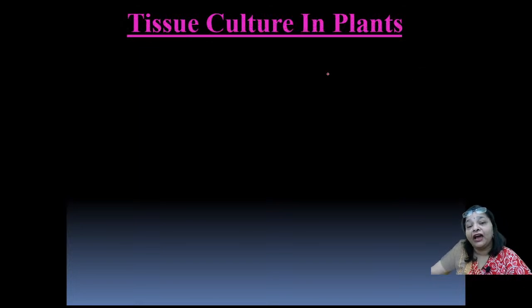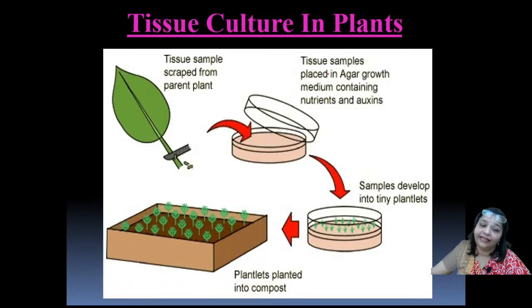Right, let us see how tissue culture in plants takes place. Just now we saw in brief how the plant part can be developed into a new plant, but there is a process, a procedure to be followed. Okay, now let us see.